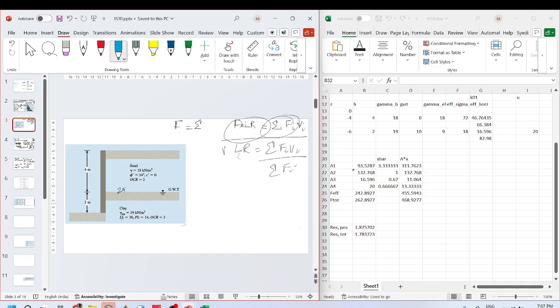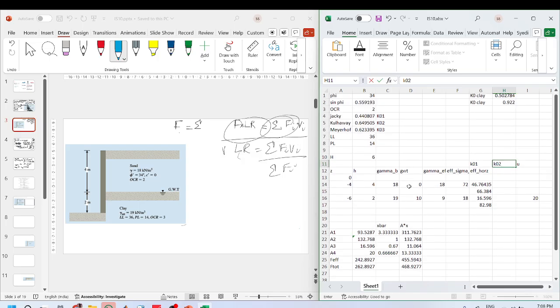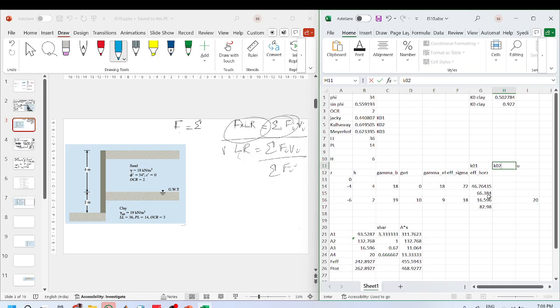That is quite intuitive because we see that the CG was here and we added a weight at the bottom, which is the weight of the water, and the resultant just shifted towards the heavier area. Okay, so that was this question, and what else we were going to do with this question was check the difference between using Meyerhof's formula or Kulawy's.